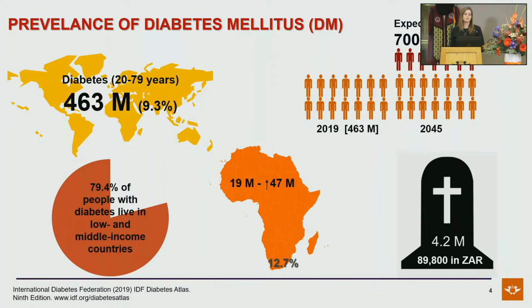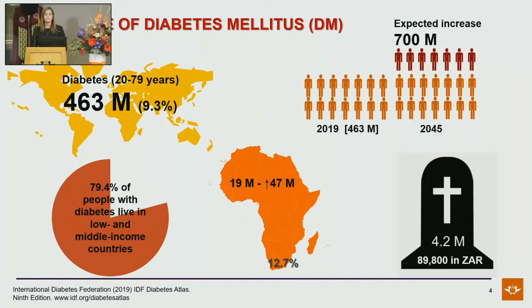The estimated global prevalence of diabetes in adults aged 20 to 79-year-olds is 463 million, and this figure is expected to rise by 51% to 700 million by the year 2045. Approximately 79.5% of people with diabetes live in low and middle income countries.